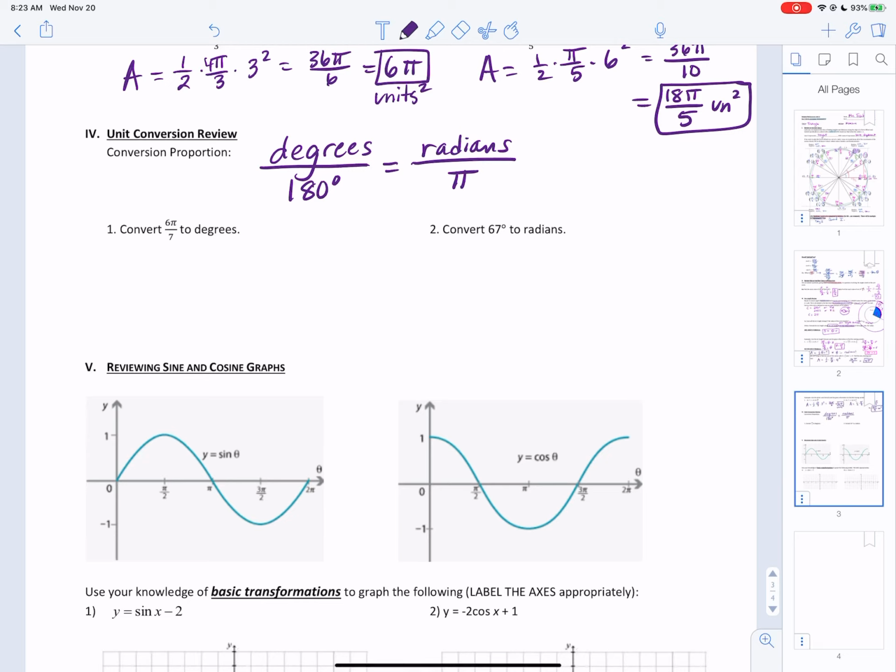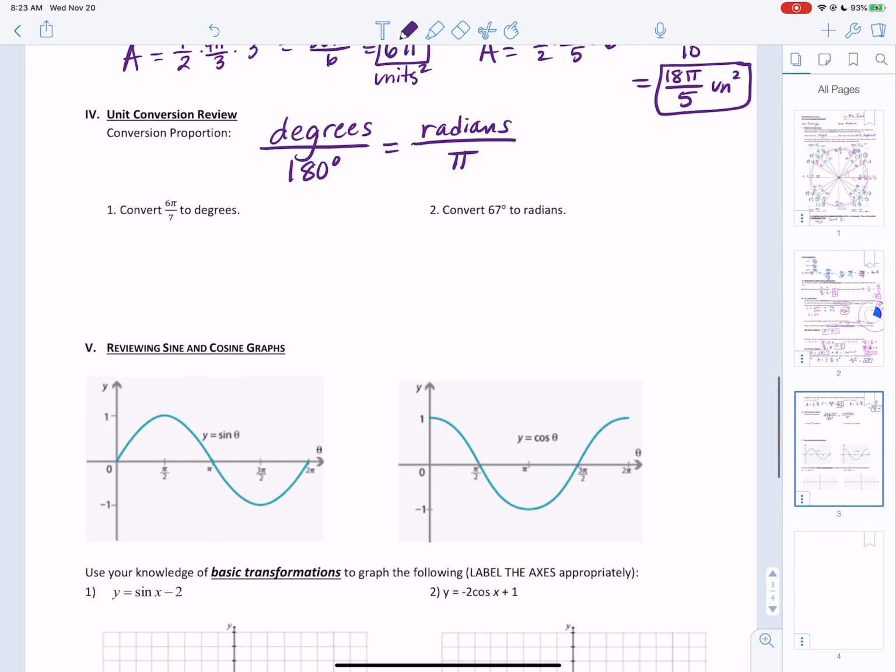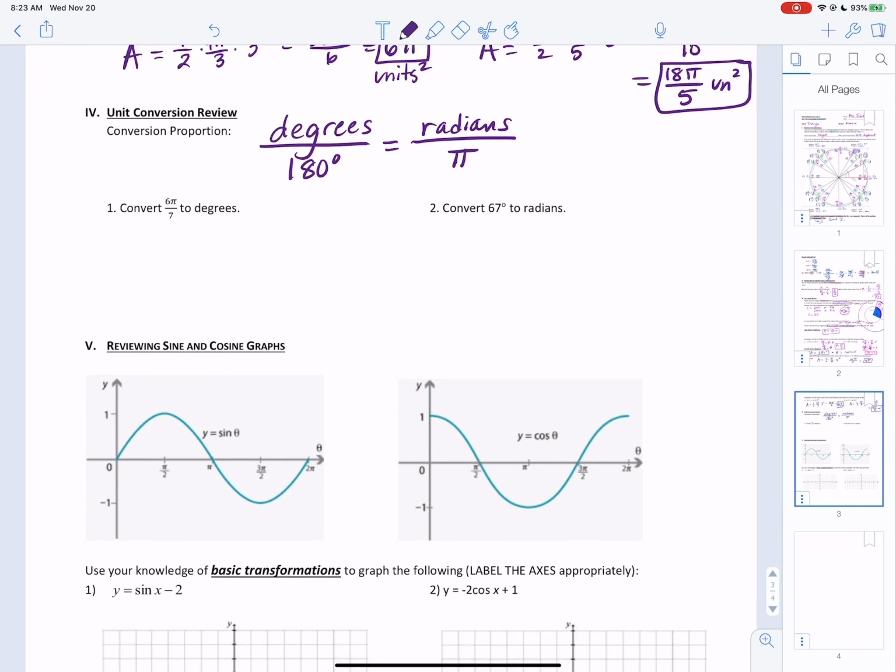You could also do unit conversion similar to what you would do in chemistry. You could kind of set up a conversion like that as well. And if that makes more sense to you, then I can show you how to do that. I've just always done it with a proportion.